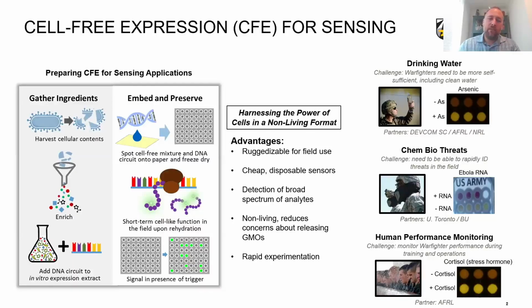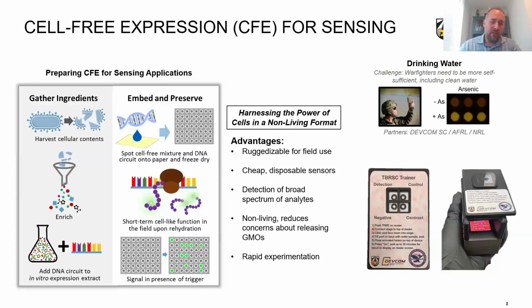You can then use that to perform the function that you want. For the applications of sensing, you can put these things onto paper or substrates and freeze dry them, and then rehydrate them at the point of need to perform the sensing reaction that you want to do. We've done this for a number of different applications. You can see on the right, drinking water, chem threats, human performance. And we've taken this technology pretty far. We've packaged these reactions in paper fluidic devices with plastic housing and used them with operational events with soldiers to get feedback on usability and so on. And we're now starting to manufacture these with an industry partner.